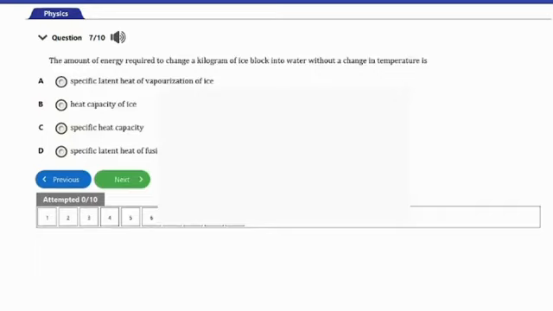This is question number 7. It says, the amount of energy required to change a kilogram of ice block into water without a change in temperature is A. Specific latent heat of vaporization of ice. B. Heat capacity of ice. C. Specific heat capacity. D. Specific latent heat of fusion of ice. So guys, the answer to this question here is option D. That's it. So let's go ahead and consider the next question.